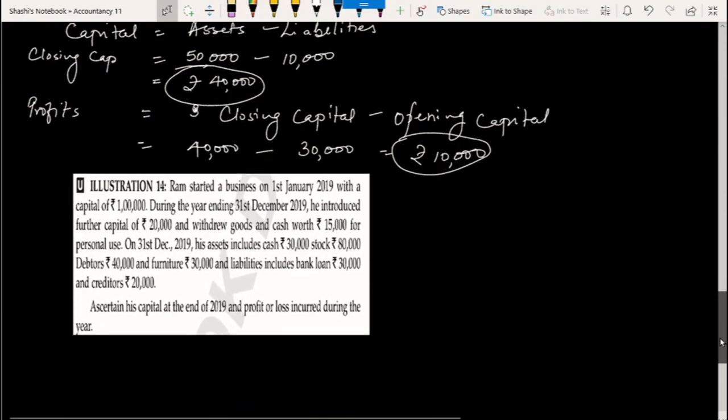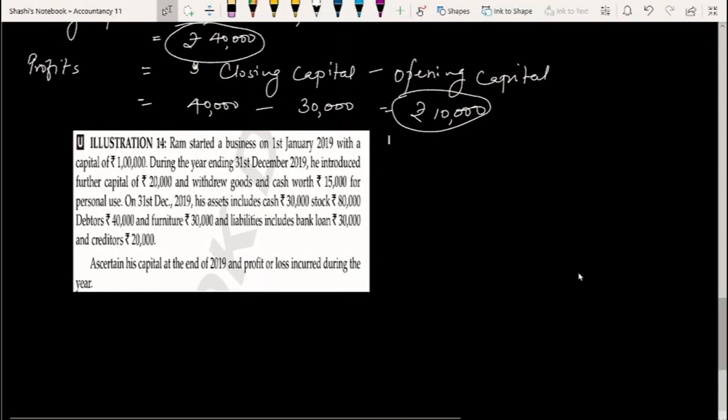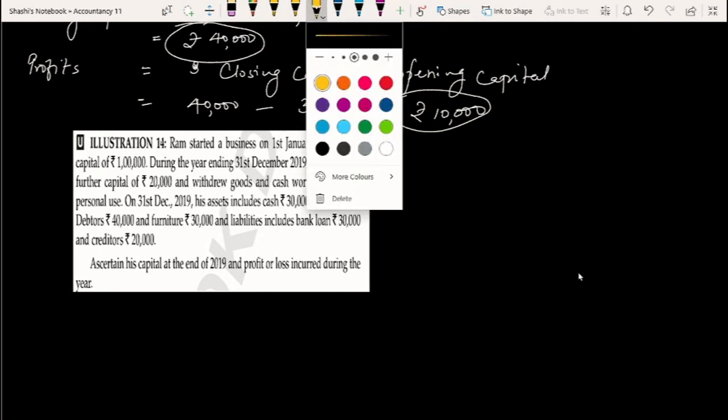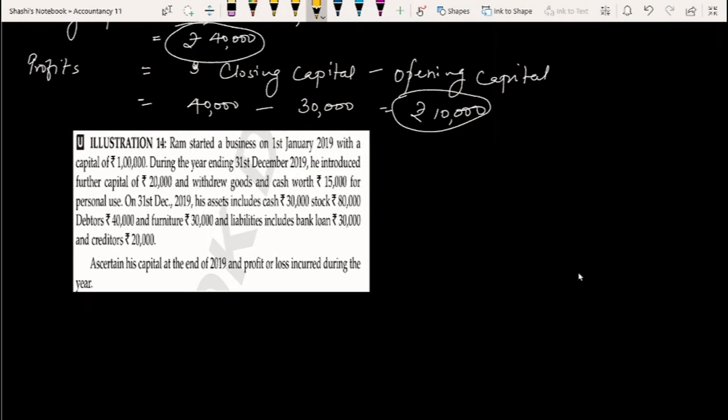Now this is the last question for this video. It says Ram started a business on 1st of Jan 2019 with a capital of 1 lakh. On 31st December he introduces further capital of 20,000, that is additional capital. He withdrew goods and cash worth rupees 15,000, which is drawings. Do remember, you have to be very careful regarding the dates. Let's write what is given in this question.